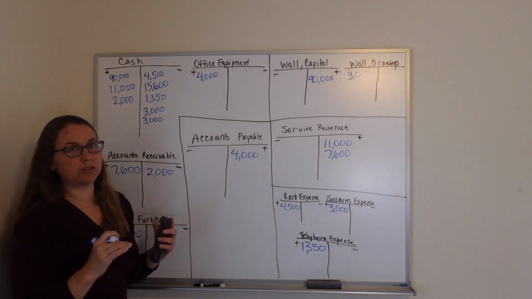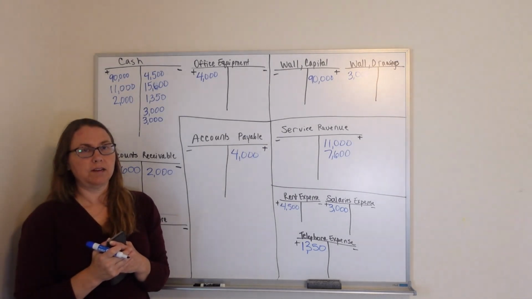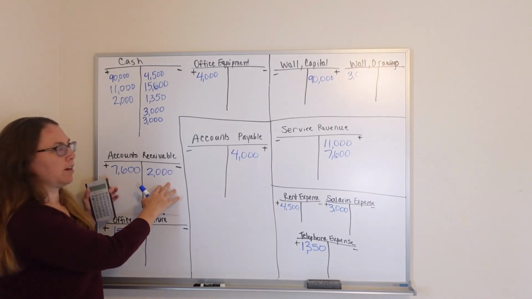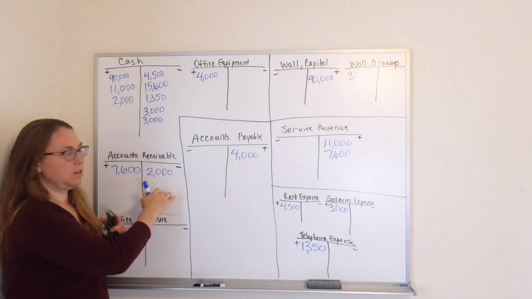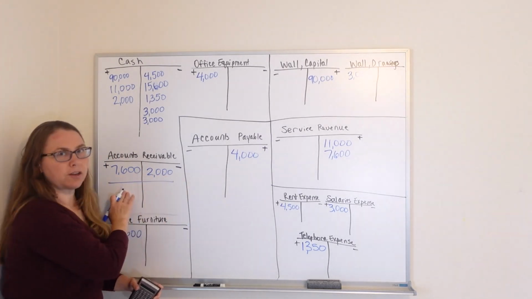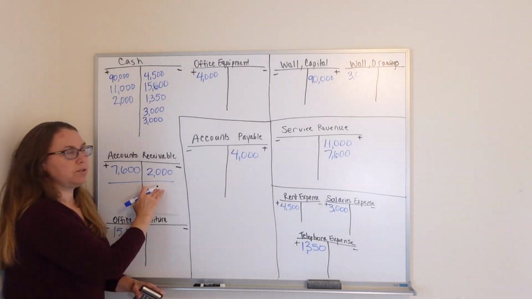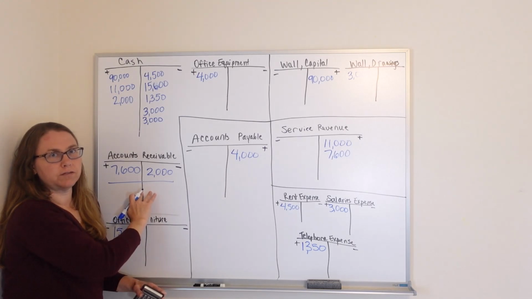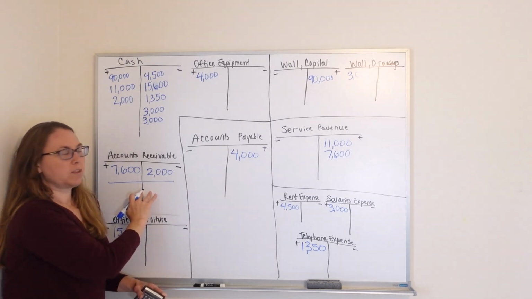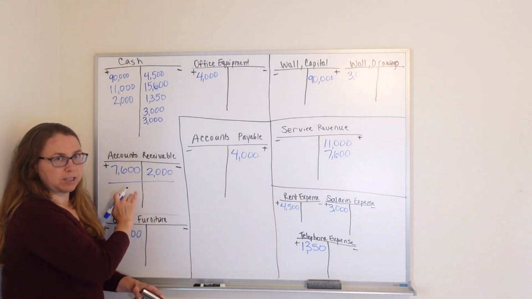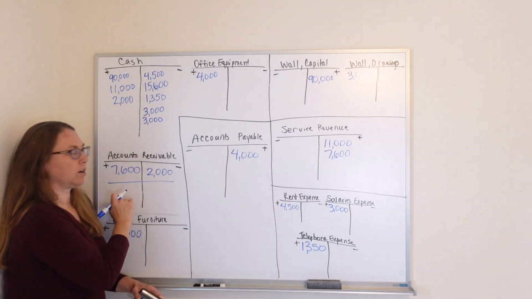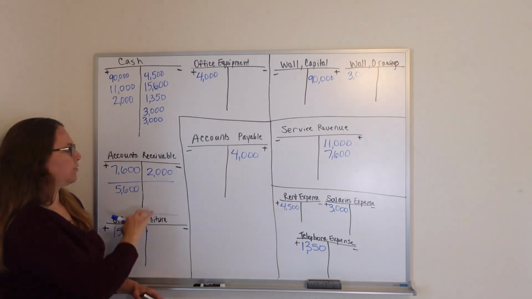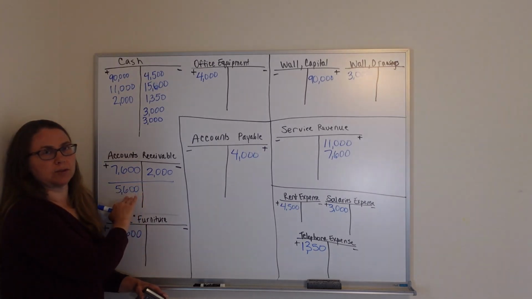Okay, so debits and credits offset each other. So if you have a debit and a credit, like here in accounts receivable, you're going to subtract. So you've got $7,600 on the debit side, $2,000 on the credit side. So the difference between those numbers is $5,600. So the ending balance is going to go on the debit side because that side was bigger. So it's $5,600 that the customers still owe.